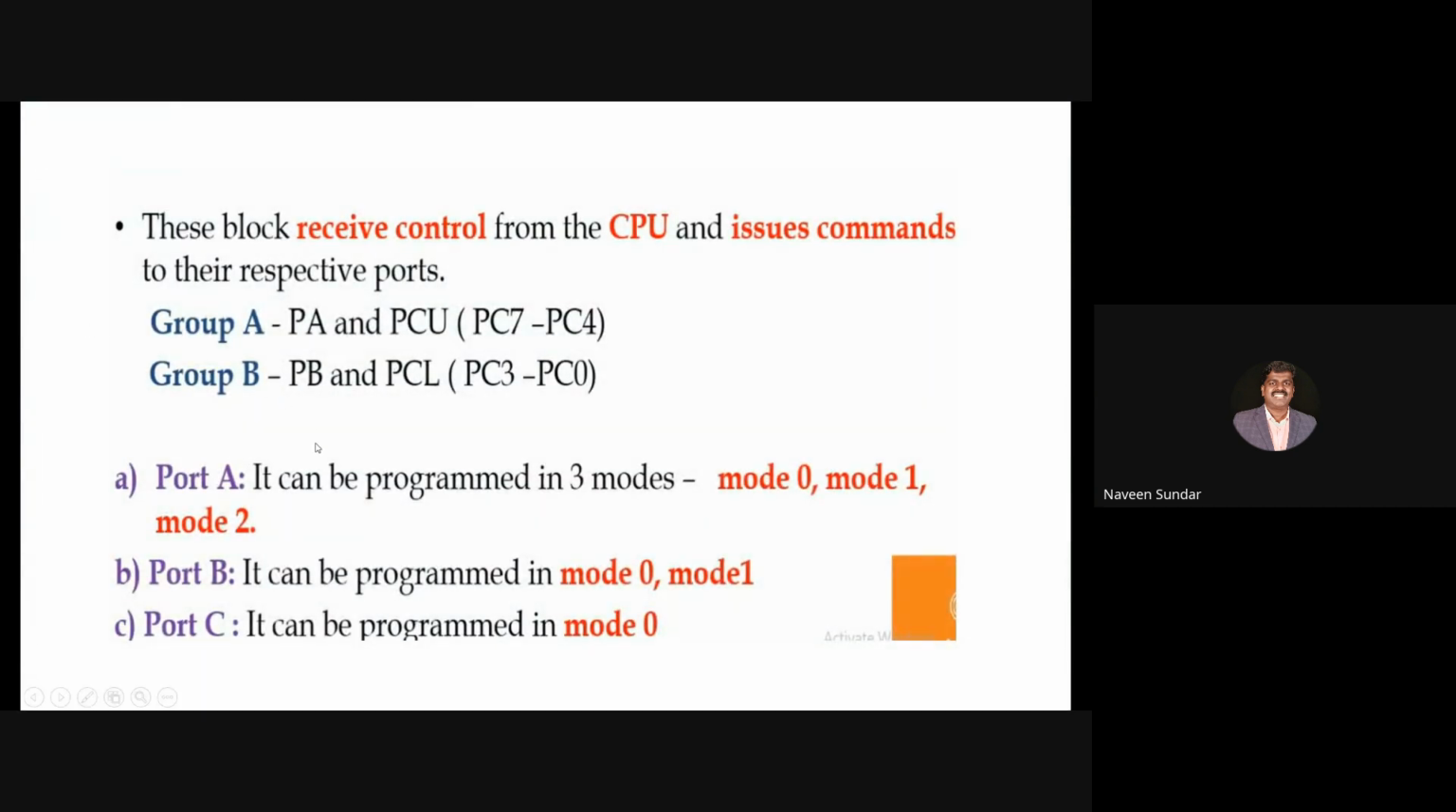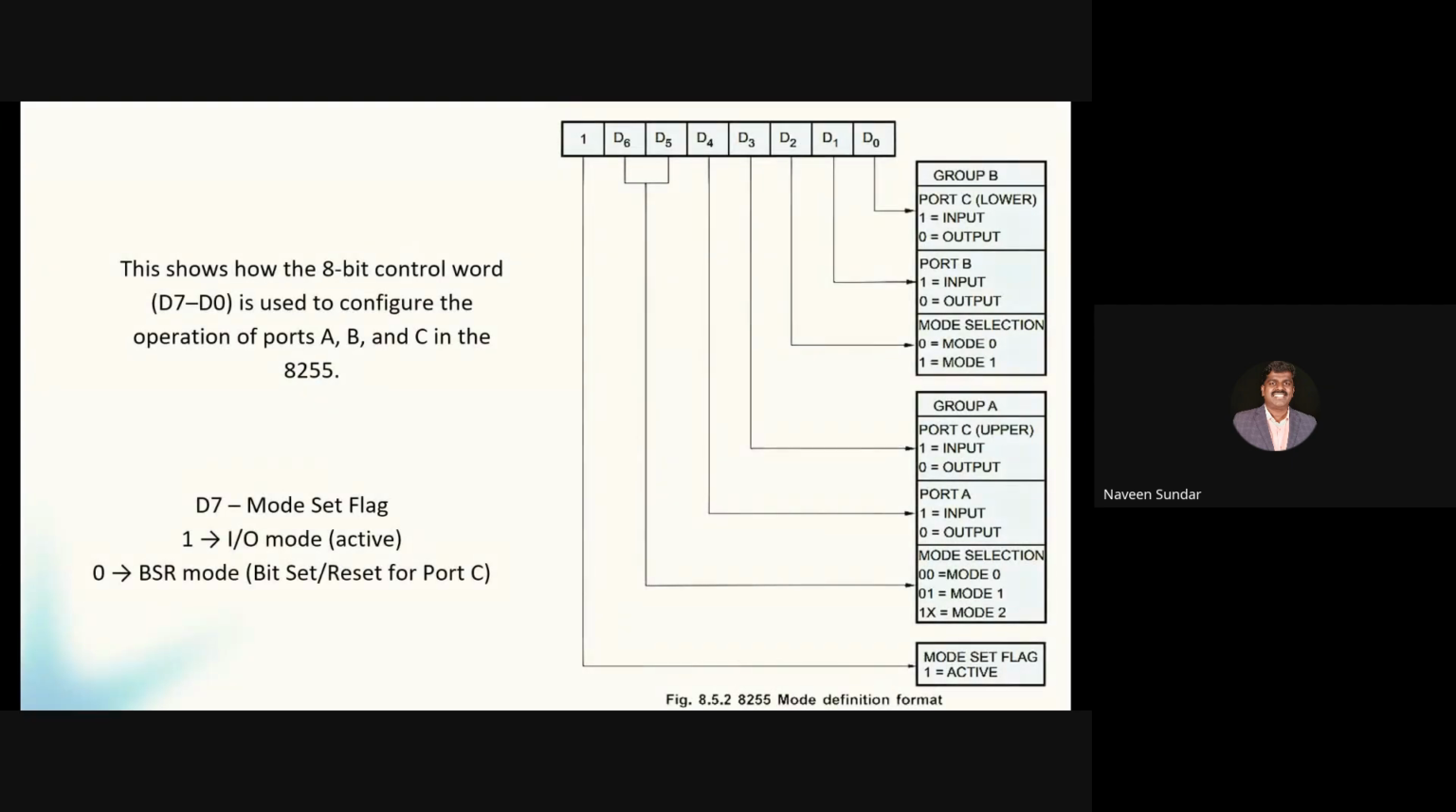Port A supports all the modes: mode 0, mode 1, and mode 2. Port B can be programmed in only mode 0 and mode 1, and port C can be programmed only in mode 0, the basic operation alone. So this is how we check how the different ports can be programmed in the three different modes. This is how the data buffer transfers data for the different ports.